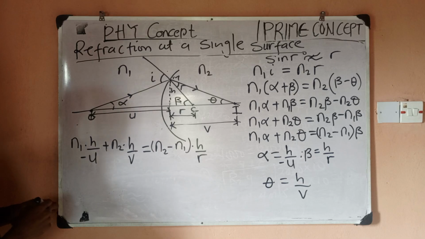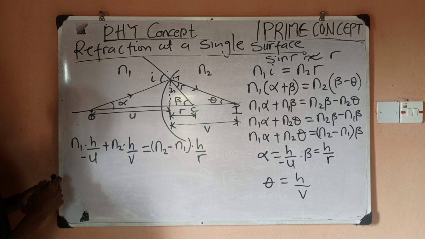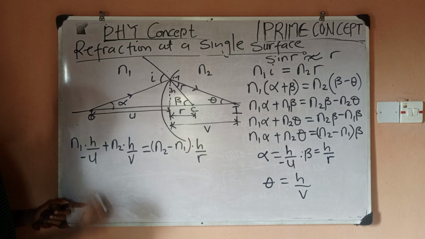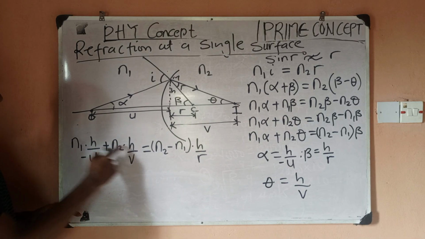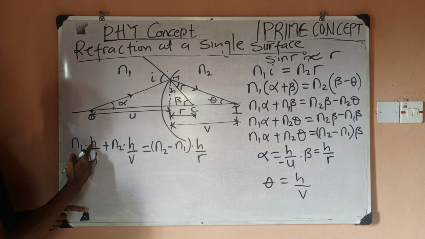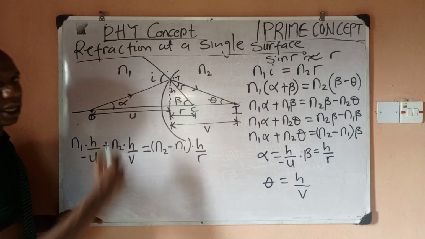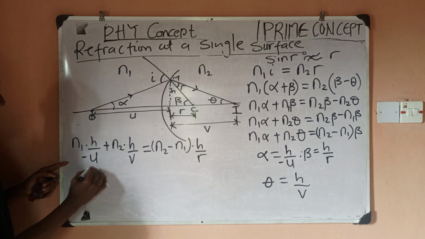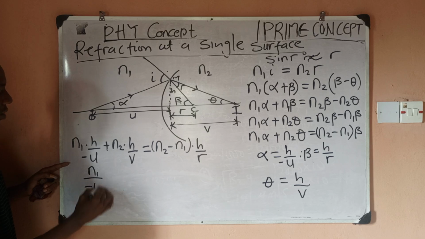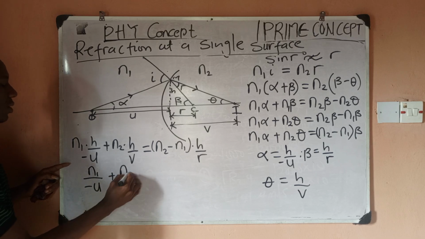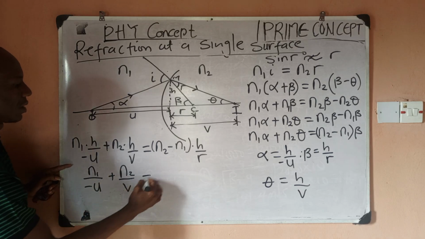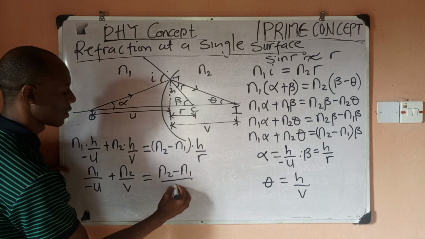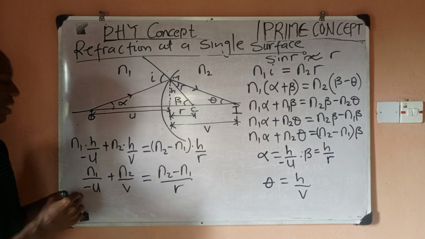So what would happen here? Very simple. I would clearly have that my h, so that I don't waste more time. Notice that h is common here, right? You can factorize this h, and then it will cancel out this h, so that on this side I will be left with n1 over minus u plus n2 over v equals what? n2 minus n1 over what? r, because h would have cancelled out.